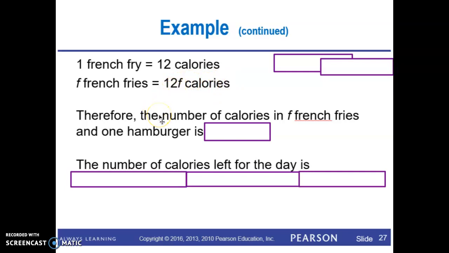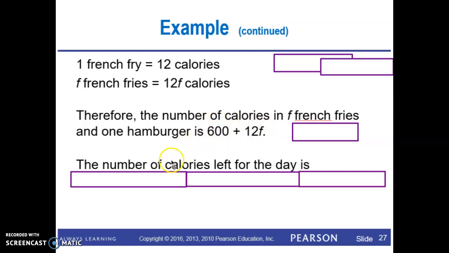Okay, so now if I want the total number of calories in my F French fries, which I have here, and also one hamburger. Okay, well, how much was one hamburger? One hamburger was 600 calories, and then we're going to add to that the calories he got from the French fries. What we don't know is how many total French fries he ate. So 12 times the number of French fries he ate plus the 600, not dollars, 600 calories for the hamburger.